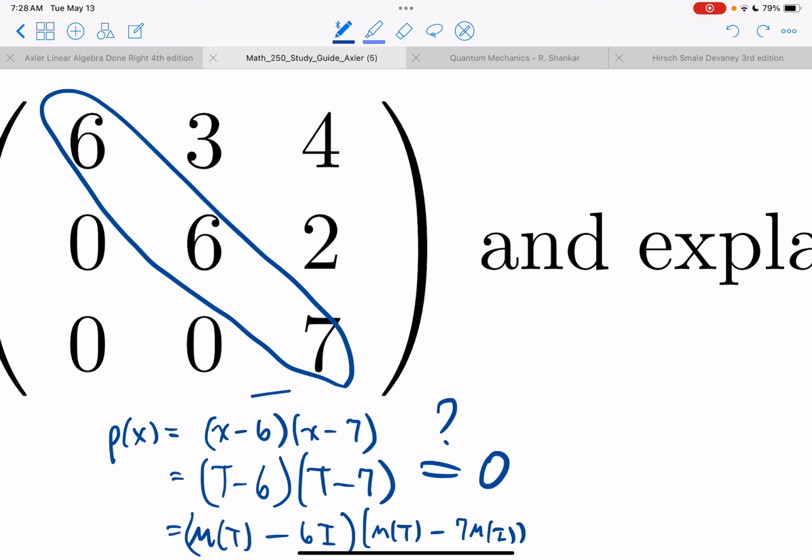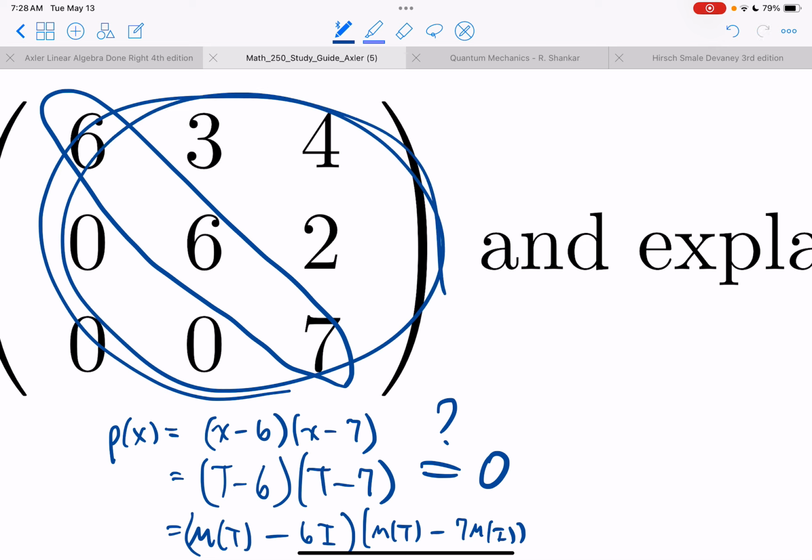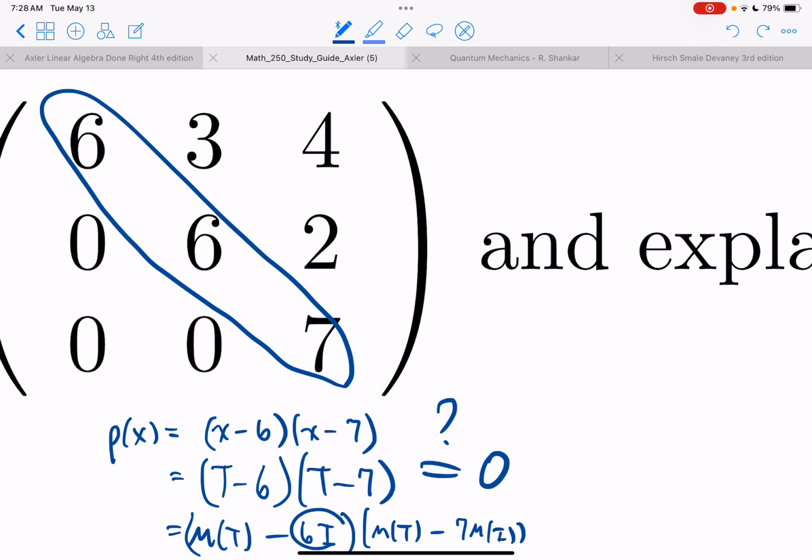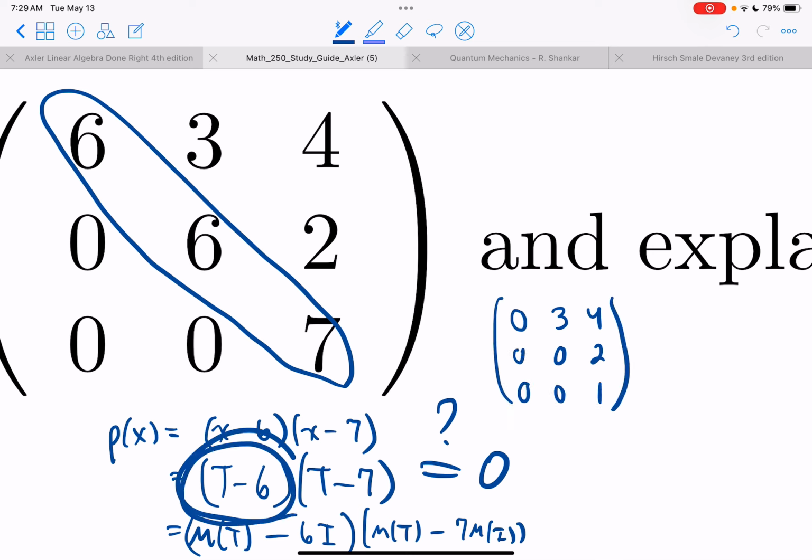If I take the matrix of t, which is up here in this basis, and I subtract 6 times the identity matrix, what I'm going to get is 0, 3, 4, 0, 2, 1. Okay, so that's this factor, t minus 6. And if I do the matrix of t minus 7 times the identity matrix, I'm going to get minus 1, 3, 4, minus 1, 2, 0.